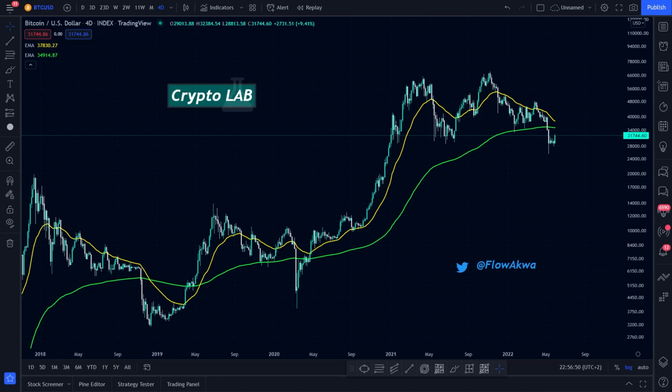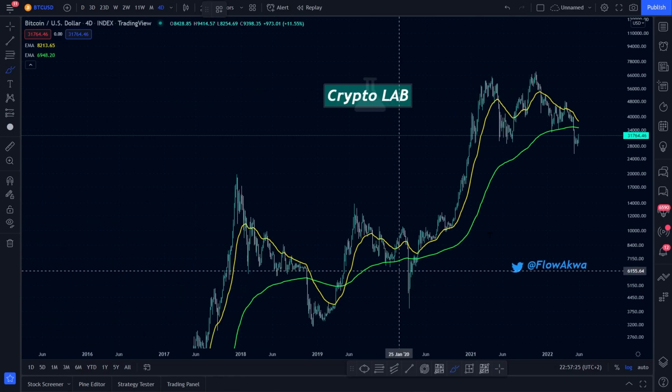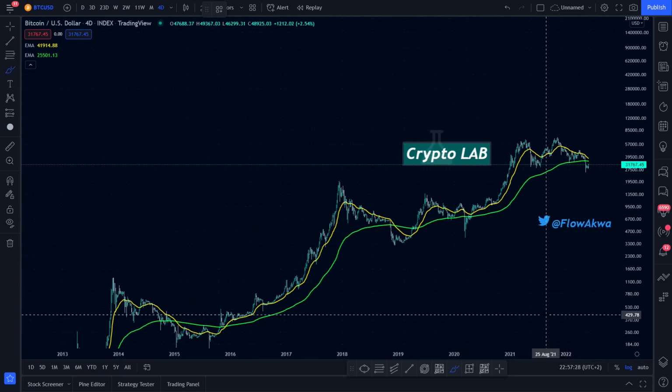I am using 2 exponential moving averages, the 30 exponential moving average and the 200 exponential moving average. And as you can see, I am on the 4 days time frame. And you know that I am a big fan of crosses. And as you can see, every time we have a cross between those 2 lines, it's a bottom for Bitcoin.